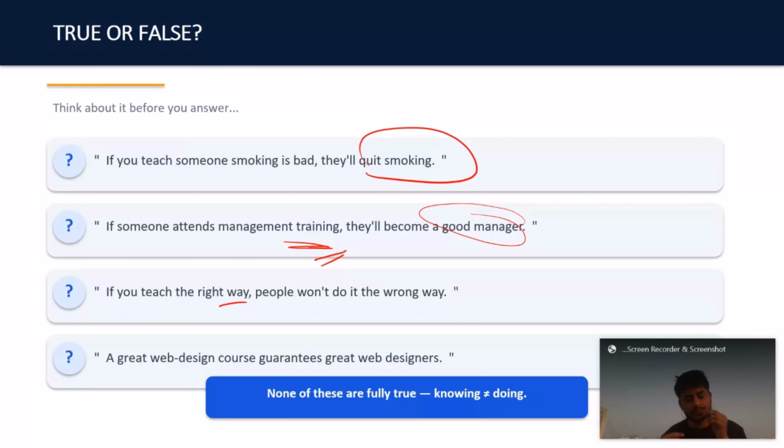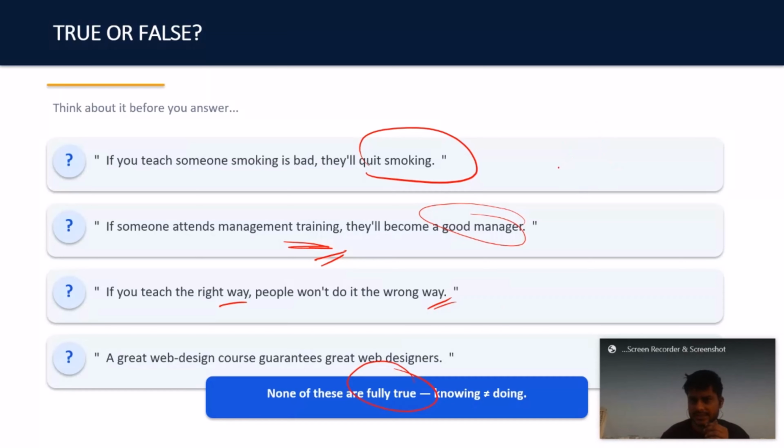So if I teach you the right way, is it possible that you will apply the same learning principle every time? No, it is not about information. Let's say I'm creating a one-hour training course about web design. After the session, is it guaranteed they will learn? My point is that none of these are fully true.